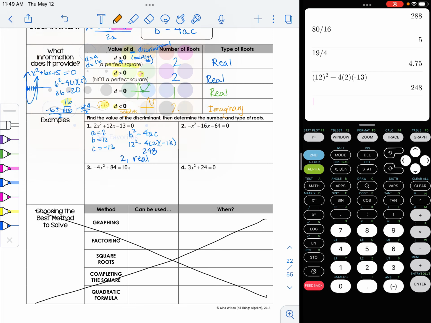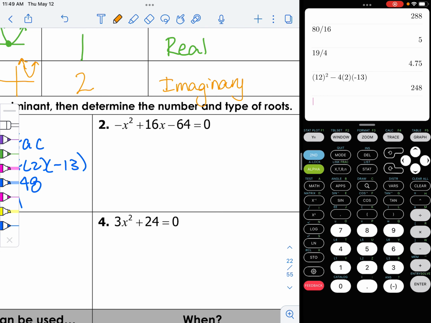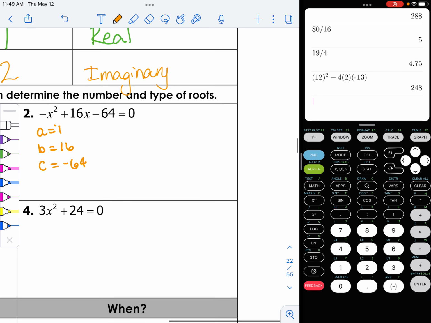If I do the next example, I have it set equal to 0. So I pick out my a, -1. I pick out my b, 16. I pick out my c, -64. I do my discriminant, b squared minus 4 times a times c.